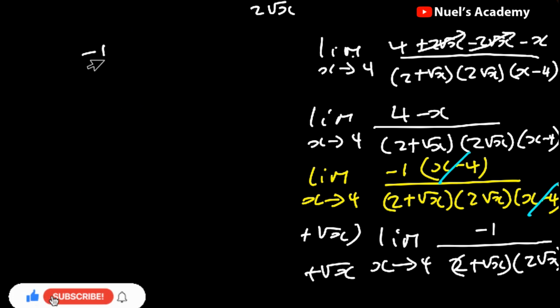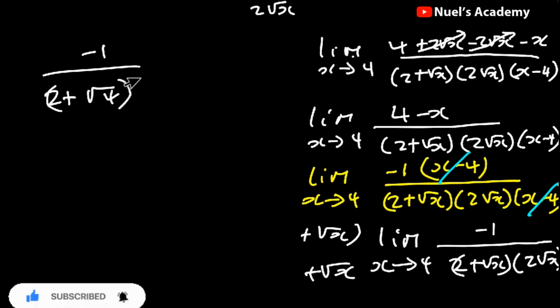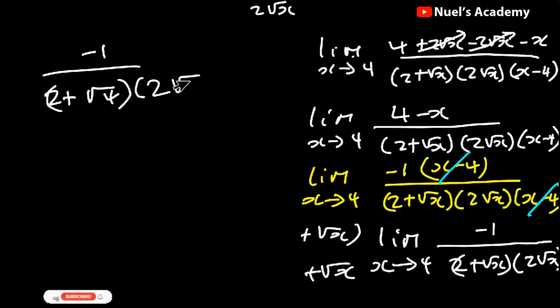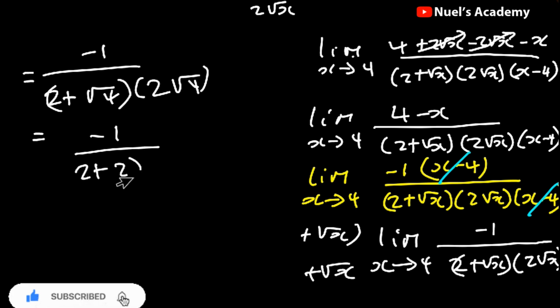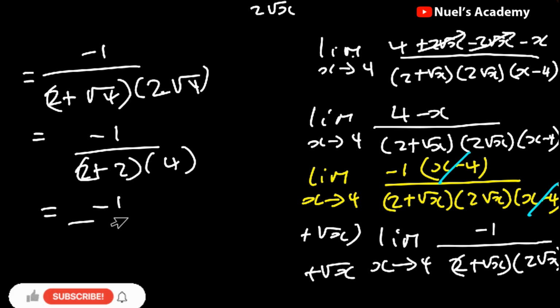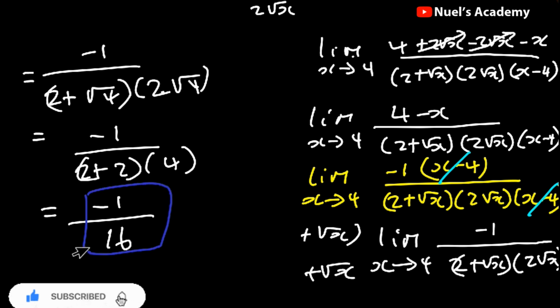We're going to have minus 1 over 2 plus root 4, then multiplied by 2 times root 4. So this is equal to minus 1 over 2 plus root 4, which is 2, then multiplied by root 4, which is 2. 2 times 2 is equal to 4. So this is equal to minus 1 over 2 plus 2 is 4. 4 times 4 is 16. So this is the answer to this question.